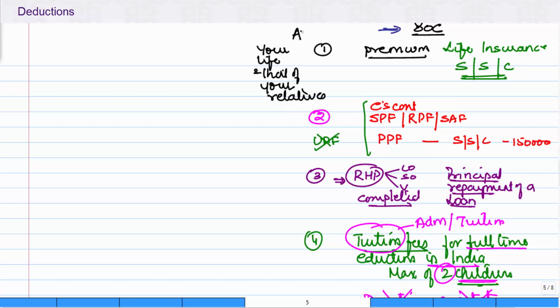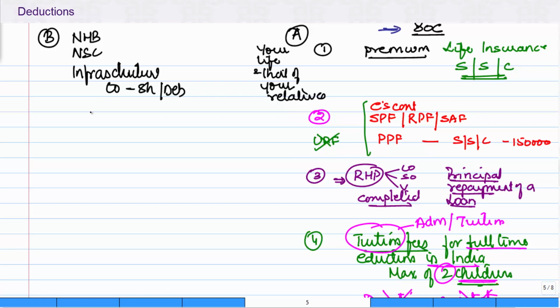The second part we say is relating to National Housing Bank, NSC investments. Then you have infrastructure company shares, debentures, and mutual funds. Now, all of these require money. NHB is a refinancing bank. It requires money to finance other banks. So NHB comes up with a lot of schemes. You might want to buy one of those schemes of NHB so that you get interest.